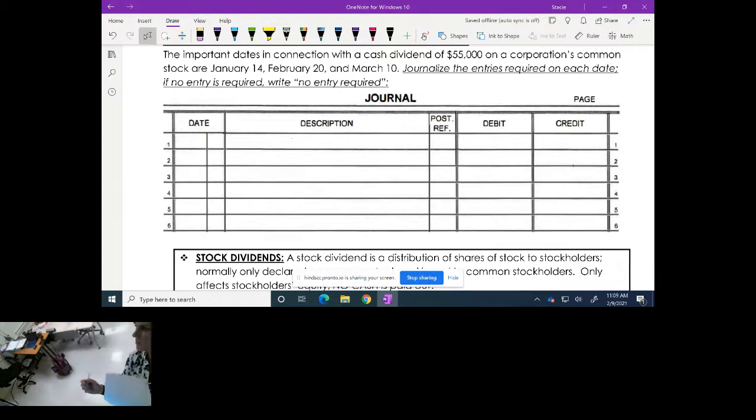If you were going to work for a corporation, maybe. Or maybe working for smaller businesses or government employees, stuff like that, you're not going to see that. So for the second one, if we're doing this on a test, would you actually write no entry required? Yeah. And I'll have that in the directions. If there's no entry required, write no entry required.